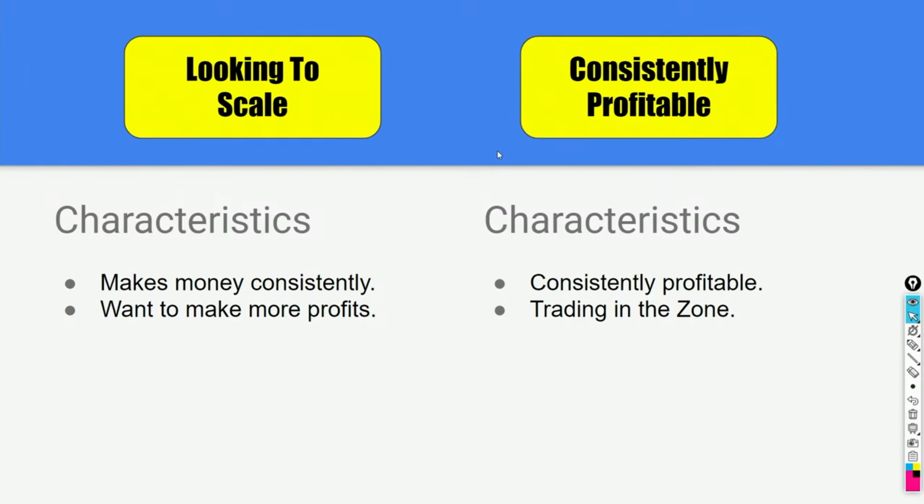Now look at people who are profitable, who are either trying to scale but not able to scale their trading, and someone who is consistently profitable who wants to maintain his trading. What are the characteristics for someone who is profitable and looking to scale? He makes money consistently, but he wants to make more profits. Someone who is consistently profitable, what does he want to do? He wants to trade in the zone. He wants to be in the zone all the time.